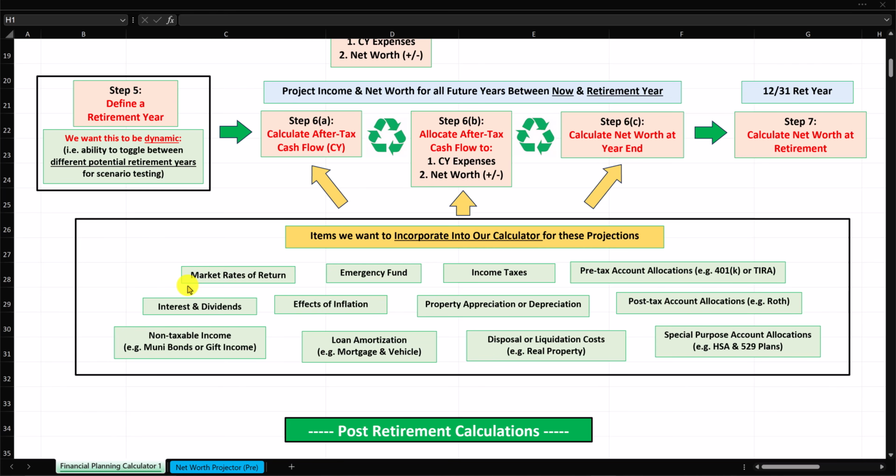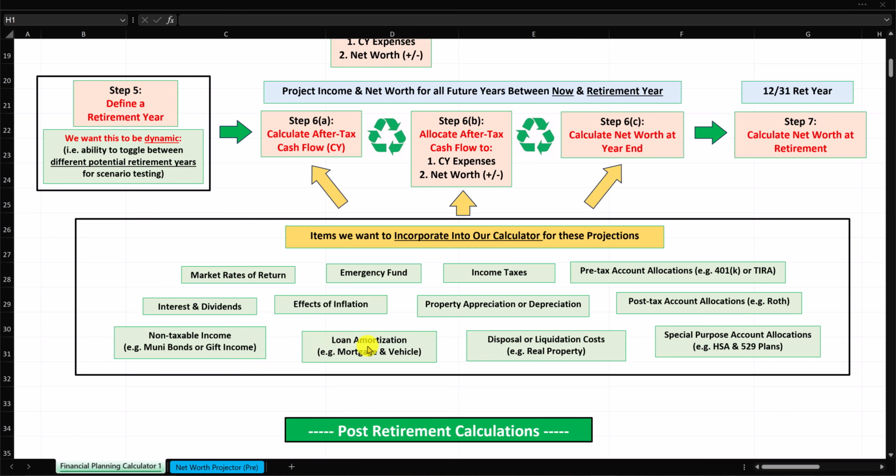We want to be able to consider market rates of return. We want to be able to consider an emergency fund, income taxes, interest and dividends that will be going into our portfolios, the effects of inflation, allocation of funds to pre-tax accounts such as 401ks or traditional IRAs, allocation of funds to post-tax accounts such as Roth designated accounts. We want to consider non-taxable income such as muni bond income or gift income.